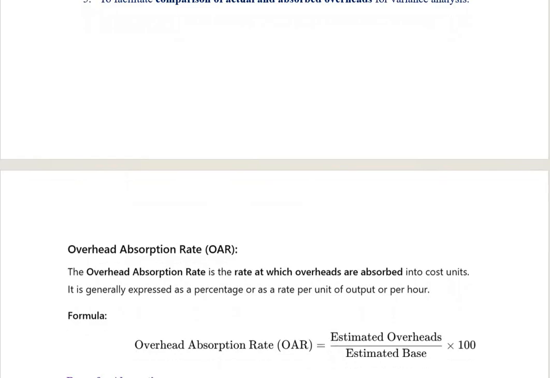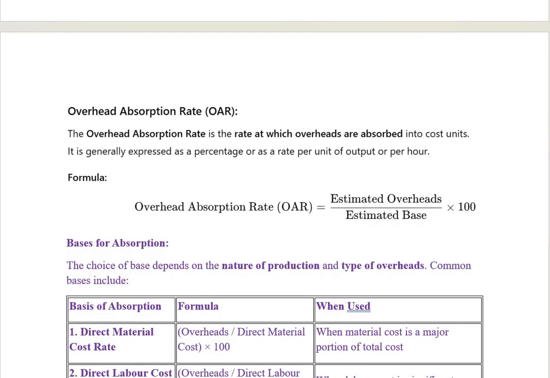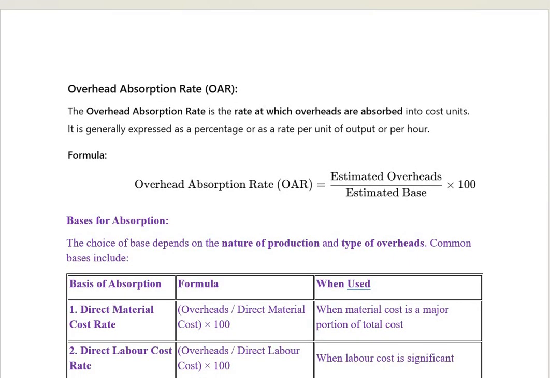Next we are going to see how to calculate the overhead absorption rate. The overhead absorption rate is the rate we find for particular expenses with respect to a particular unit. Here is the general formula: overhead absorption rate equals estimated overhead divided by the base. The estimated overhead may be related to direct material or direct labor, or it may be a factory overhead.